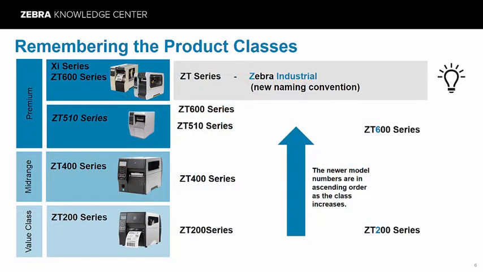Until you become familiar with the printers themselves, here's an easy way to identify which printers fall into which class. A model starting with ZT signifies our industrial printer line, and as you move up in the product tier, the model numbers increase.